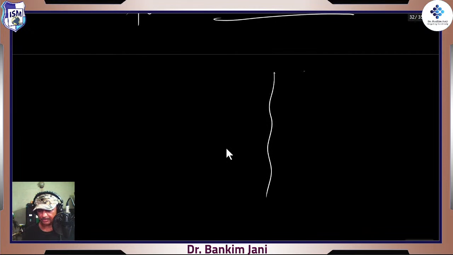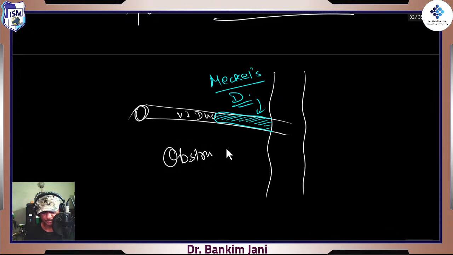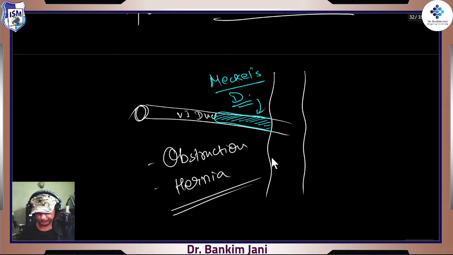So that's the gut, and here is the umbilicus. That's the vitello-intestinal duct. But if its proximal part persists, this portion is what is called the Meckel's diverticulum. That's what we are talking about. And that thing can lead to obstruction, then that can lead to hernia. Hernia, though rare, but yes, it can. So that is the Meckel's diverticulum.